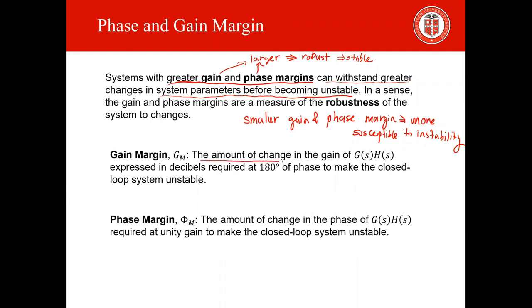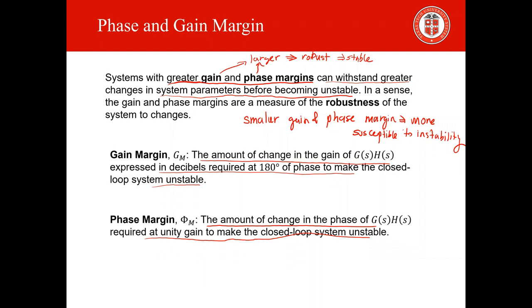Okay, so what is it exactly? It's the amount of change in the gain, expressed in decibels, required at 180-degree phase to make the closed loop system unstable. Okay, we'll go over this in a second, but this is the amount of change in the phase required at unity gain to make the closed system unstable. So what is this really trying to get at here?